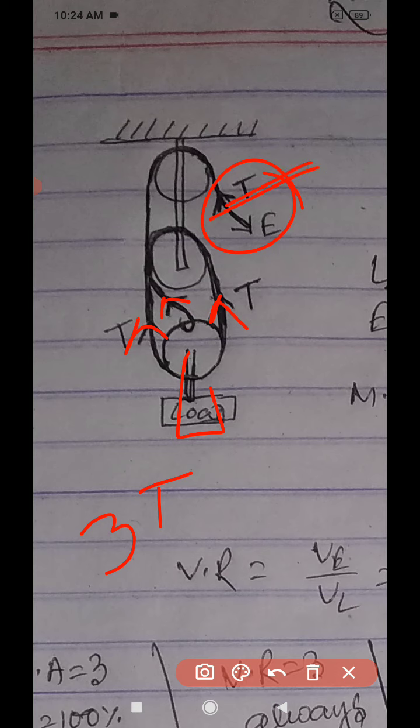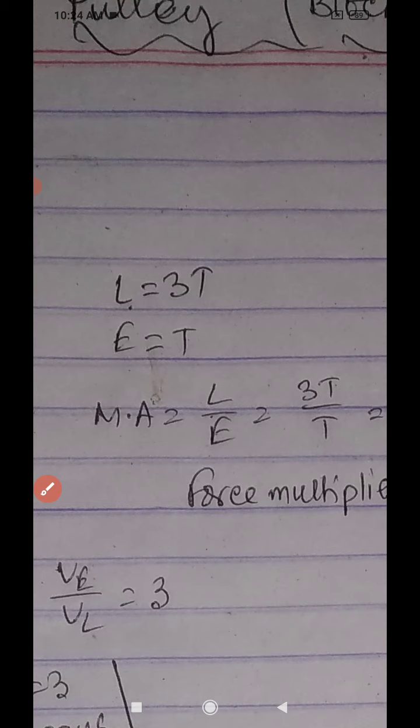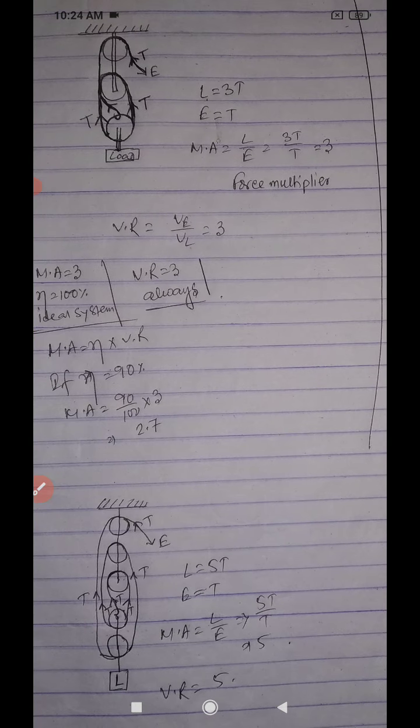It is on the effort side, meaning it does not undergo anything with the load. So the load is balanced by these three tensions, T, and the effort balances 1T. Okay, so we get the mechanical advantage. See, load is equal to 3T, effort is equal to T.